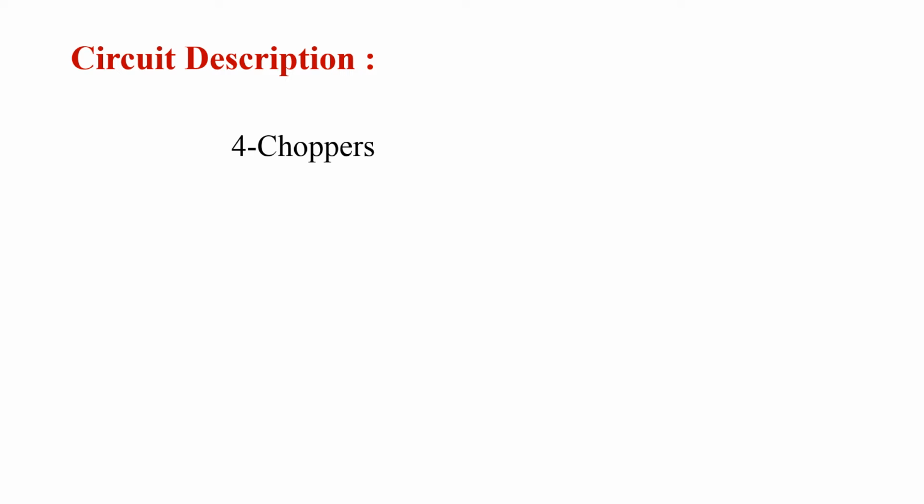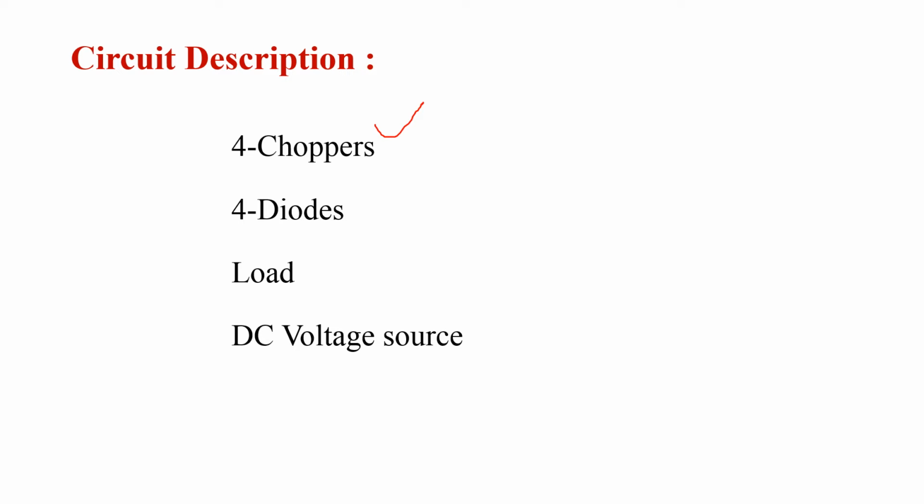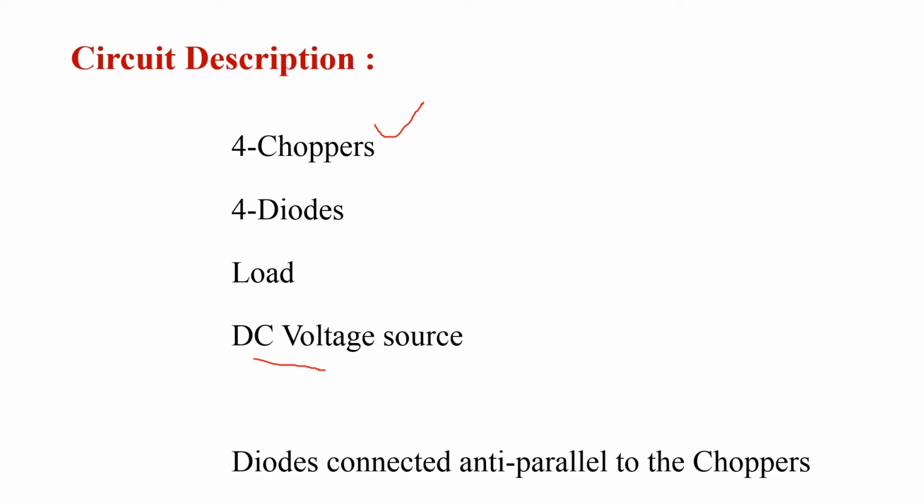Now coming to circuit description of class E chopper circuit. That is, class E chopper circuit mainly consists of four choppers, four diodes, and a load, and this entire circuit is supplied by a constant DC voltage source. Here four diodes are connected in anti-parallel to the four choppers. This is the circuit description of class E chopper.